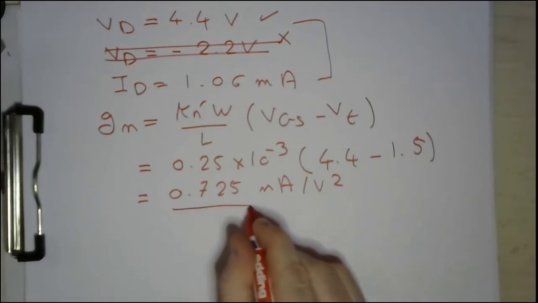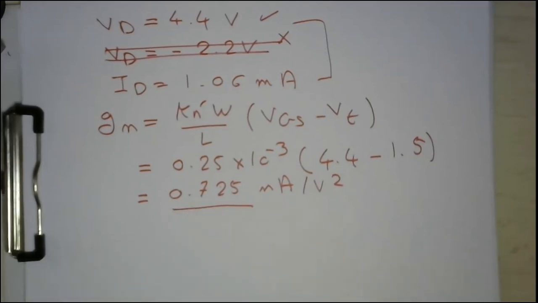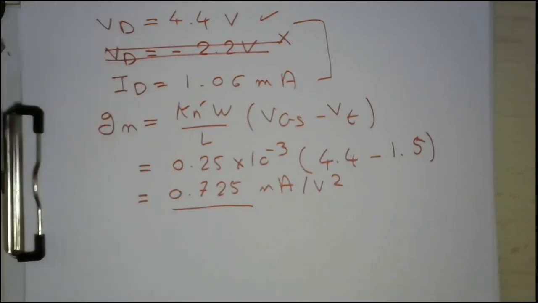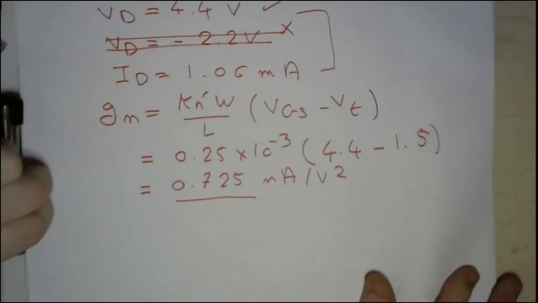Now this is the termination for the first portion of the question, which is a DC analysis. So let's agree that the termination is VD, ID, GM. You should calculate all these three steps using your DC analysis part. Okay, so now let's go to the second stage, which is the AC analysis.